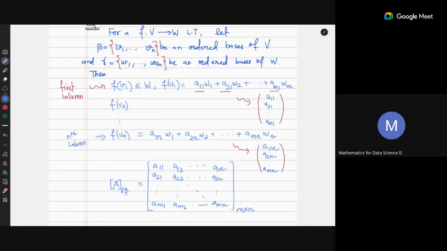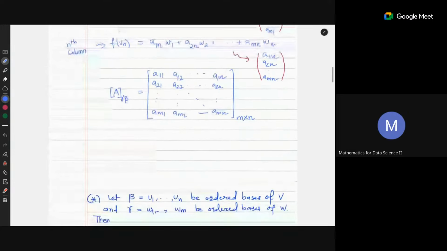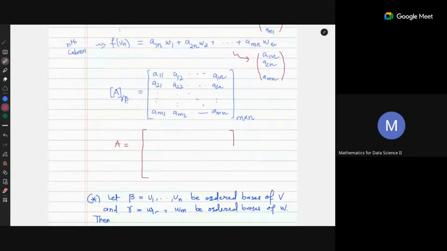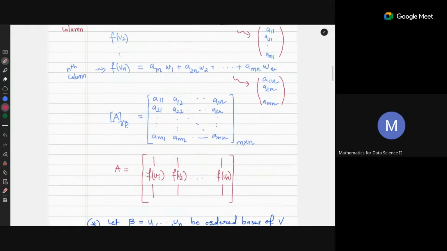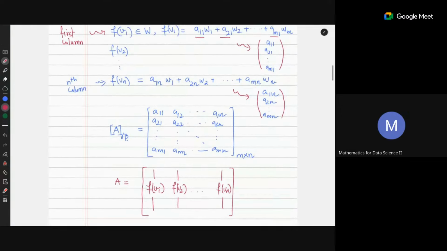For simplicity, you can also think of writing this matrix A as the coefficients corresponding to the first vector in the first column, the second vector in the second column, and the nth vector in the nth column. This is also a shorthand notation. I have written down some way to remember this presentation, but it is good if you can just remember the method. Either way, okay.